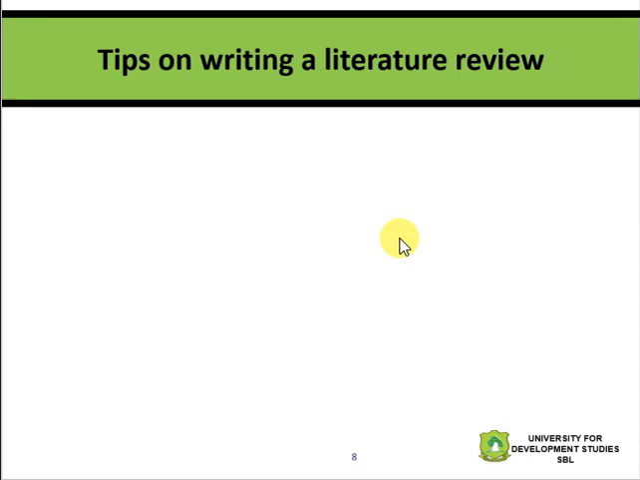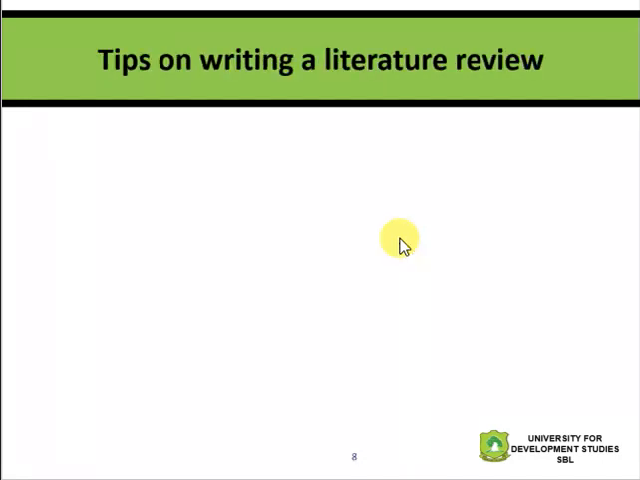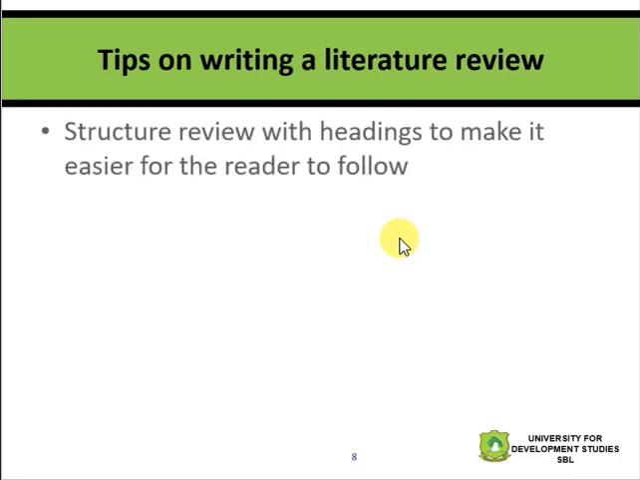Okay. As part of the things to do to get started on your literature review process, I also want to provide some tips on writing a very good literature review. So we'll look at a number of issues. These are not exhaustive. For instance, one can structure a review with headings to make it easier for readers to follow. And that is what I was saying earlier, that if you are able to retrieve literature, maybe from Google Scholar or wherever, you should structure your review with some headings so that it will be easier for people to follow.